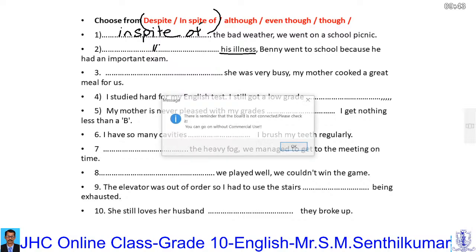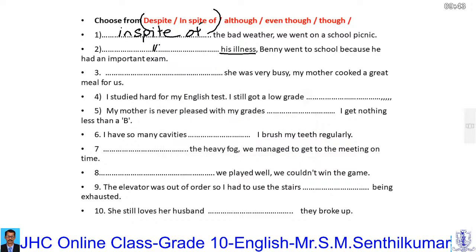Next one. She was very busy. My mother cooked a great meal for us. Answer? Even though, although, doesn't matter. Though, you can use it. I accept it. Even though, although, she was very busy. Even though gives more emphasis. If you use even though, you give more prominence. But in official writing, you must use only even though, not although.